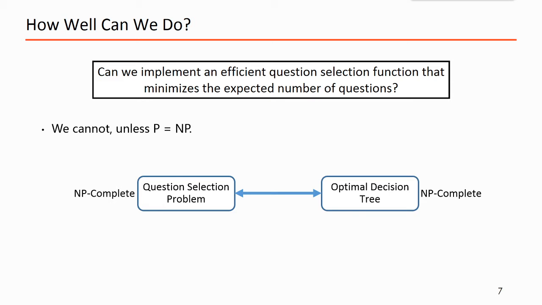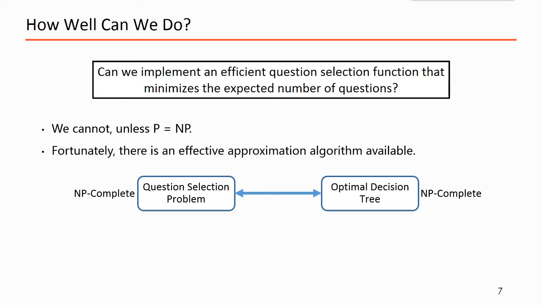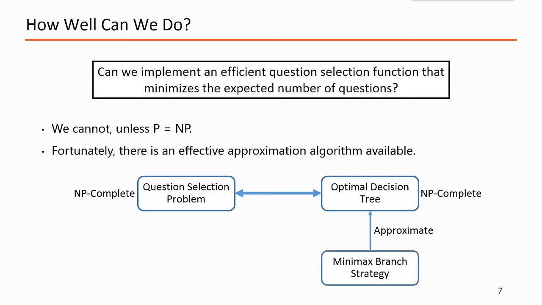The good news here is, through this bijection, we can adopt a state-of-the-art strategy for optimal decision tree, named the Minimax branch strategy. Minimax branch strategy is a polynomial time approximation algorithm and has been proven to achieve the best approximation ratio in multiple variants of optimal decision tree.